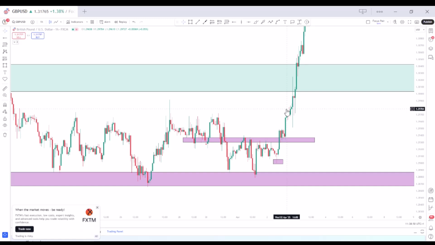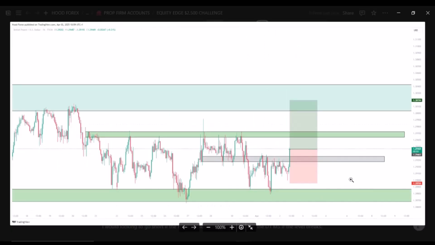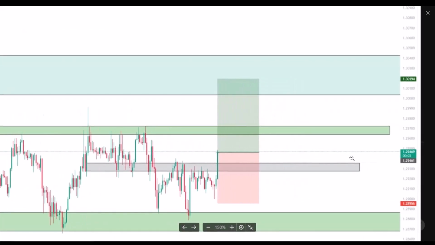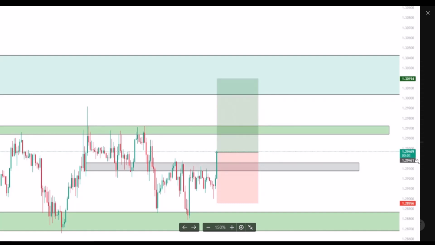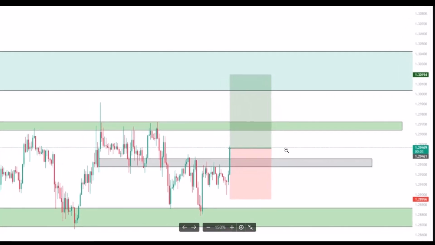Let me show you the live screenshot on my Notion. Now this was the entry here. As you can see, I was expecting price to take out that market structure. You can see this level, this is a live chart. You can see it's not a replay or something.